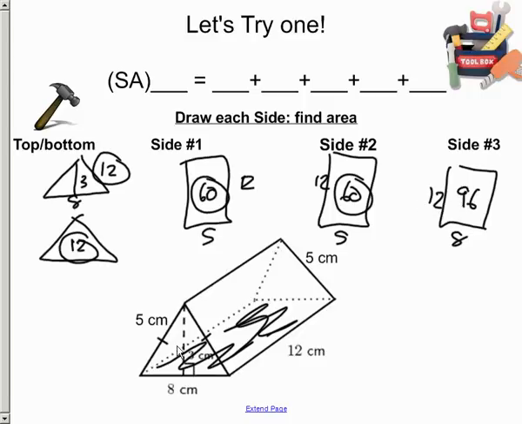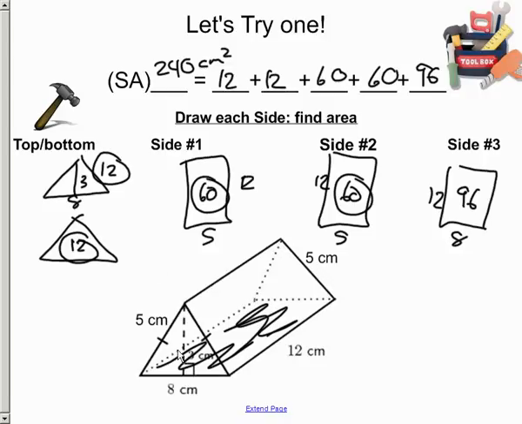So there's a little bit more to that. You really have to pay attention with each rectangular side to make sure you know the base and the height, and your two triangles are congruent. Now let's just add it up. So 12 plus 12 plus 60 plus 60 plus 96. And our answer is 240 centimeters squared.